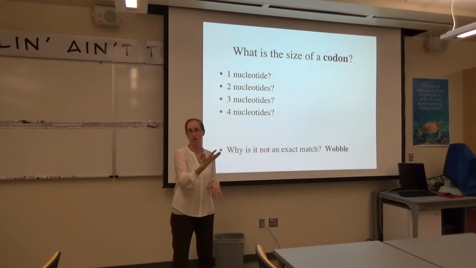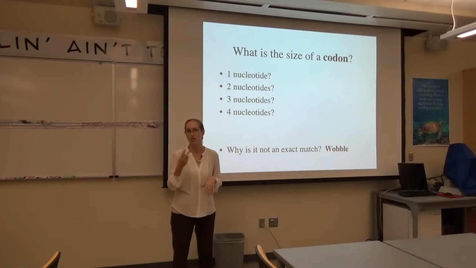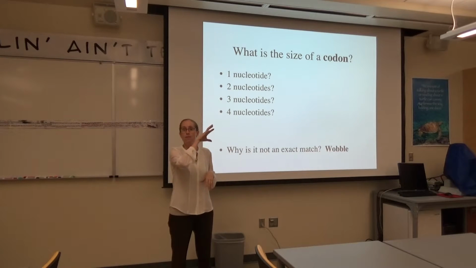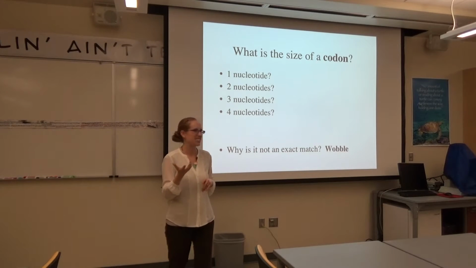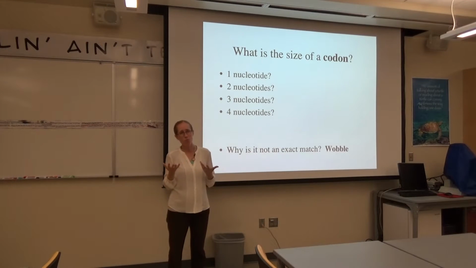So 2 to the 1. That's not enough. We have 20 of them. So let's try 2. We had 2-letter combinations. So AA is 1, AT, AC, AG, TA, TC, TG. You can go 2 to the 4th, and you can get 16 different combinations. And 16 different combinations is almost enough, but it's not quite.